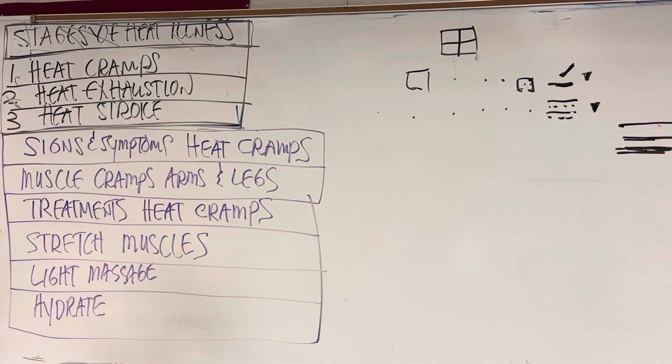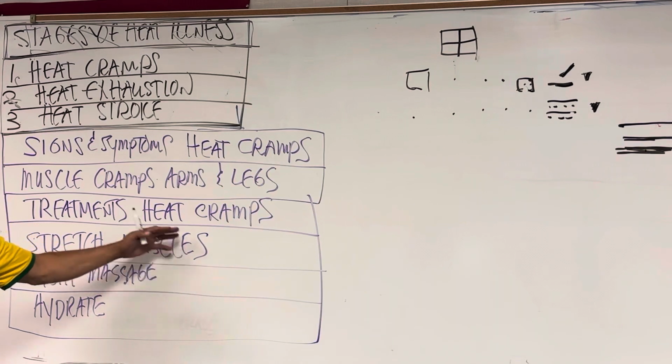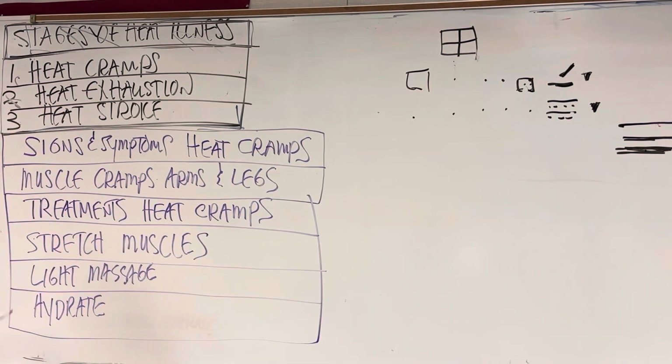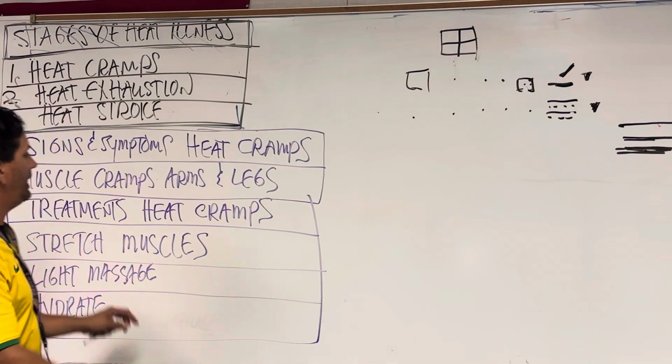So it should give you a thin border. Now your borders are all off. Some are round, some are thick around, some are thin. Now you have to highlight treatments, heat cramps. Push the tab, drag it all the way.